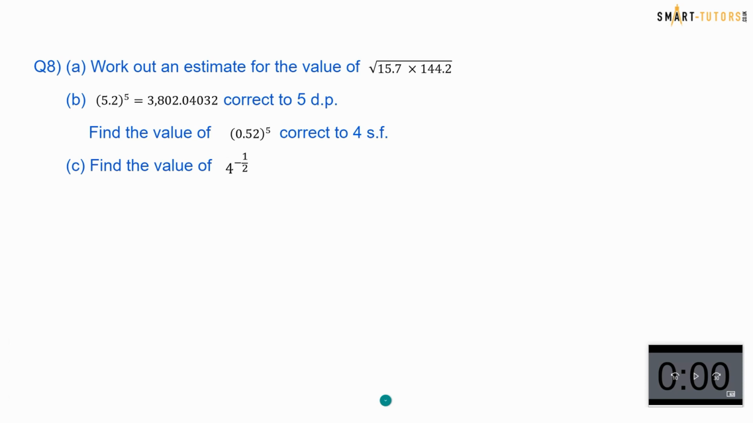Work out an estimate for the value of the square root of 15.7 times 144.2. A power question is also given. Find the value of 0.52 to the power 5, correct to 4 SF, which stands for significant figures. DP stands for decimal point. Find the value of 4 to the power minus half. Lots of parts here. Altogether the marks are 5 marks for these questions, and I'll let the timer run for this one.